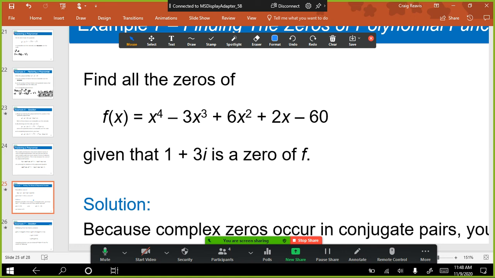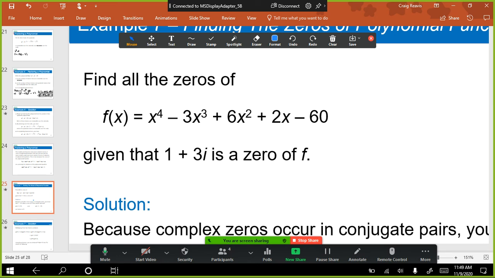All right, we want to find all the zeros of x to the fourth minus 3x cubed plus 6x squared plus 2x minus 60. So when we get finished, and we're talking about complex and real, this is a fourth degree polynomial, so we've got to have 4 zeros by the time we get finished, correct? They give us 1. We're given that 1 plus 3i is a 0 of f.